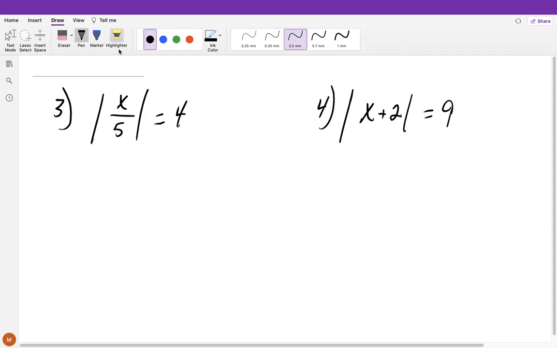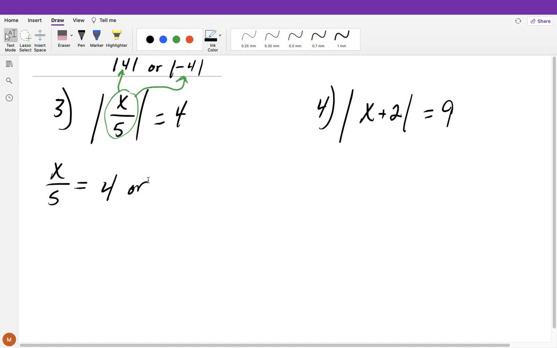So same thing though, it's the same thought process. We know that inside this absolute value, it can be a positive 4 or it can be a negative 4. So that means that we need to set whatever is on the inside equal to a positive 4, because that will still give us 4 as our absolute value, and then to a negative 4. So we're going to create two equations from here. Our first one, x over 5 is equal to positive 4.